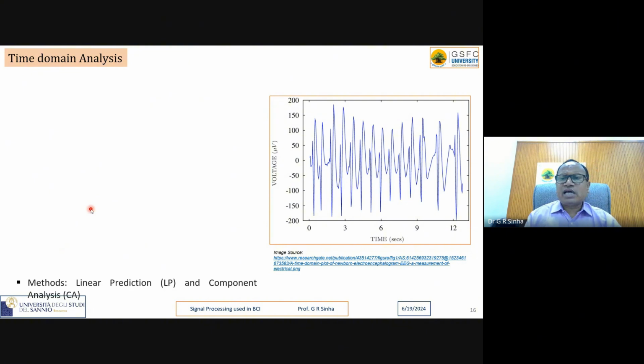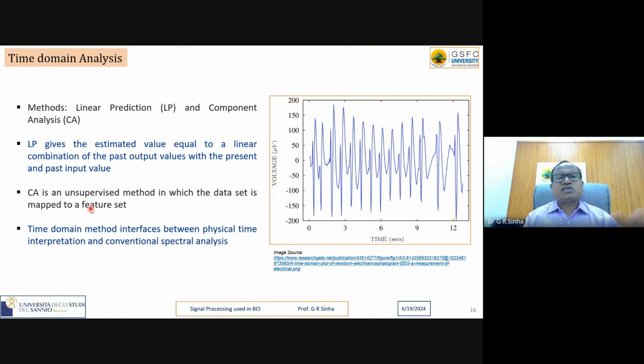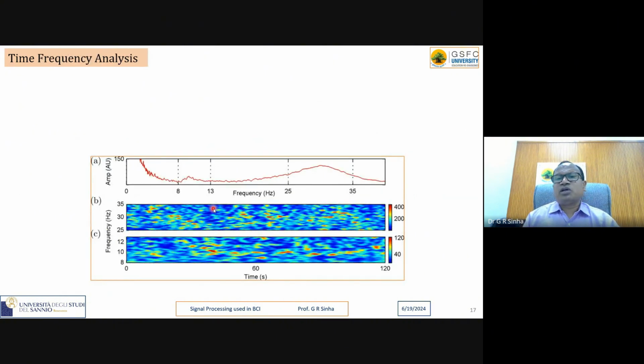It's very useful. Time domain analysis is directly watching the EEG signal and using some linear predictive component analysis and analyzing. And that is not the correct way. It is an unsupervised method. I mean, where is the end? You don't know. Where is the destination? You don't know. So it's not very popular. What is popular is what is called the frequency domain.